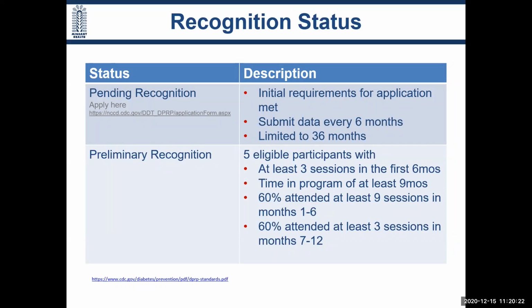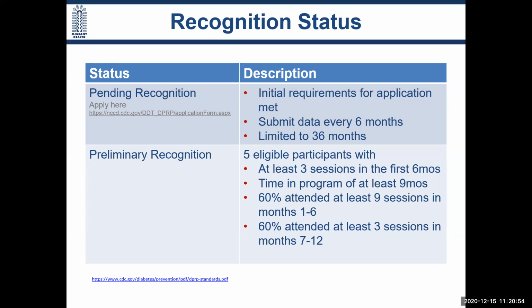There are 3 different recognition statuses under the Diabetes Prevention Recognition Program. The first is pending recognition. This is the status that programs are in once they've met the initial requirements for application. I've linked the application there for you as well. During this phase, programs have to submit data every 6 months, and they can't be in this phase for more than 36 months. The next phase is preliminary recognition.